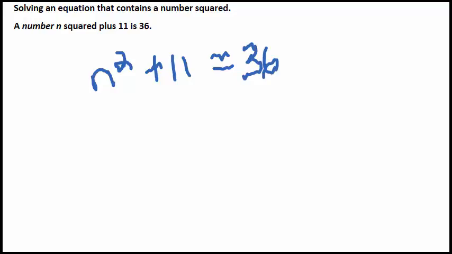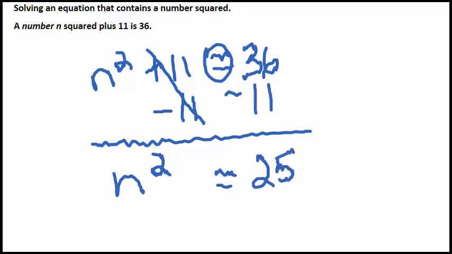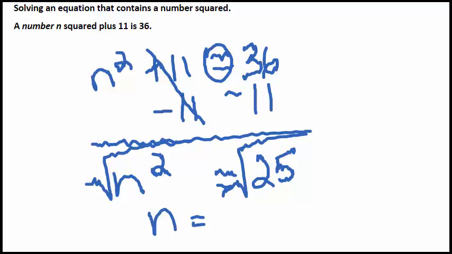To balance this equation, we'll begin by subtracting 11 from each side of the equal sign. That leaves us with n squared on the left side of the equals, because plus 11 minus 11 cancels each other out, equals 36 minus 11 is 25. From here we take the square root of each side, which leaves us with n on the left side of the equals, and the square root of 25 is 5.